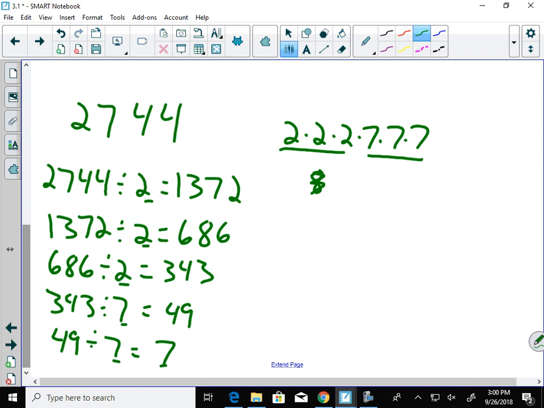Oh, wait, no. So it's 2. So if I have a group of 3 of them, that's 2. That's 7. The cube root of 2744 is 14. Now, do you guys know how to do cube roots on your calculator?